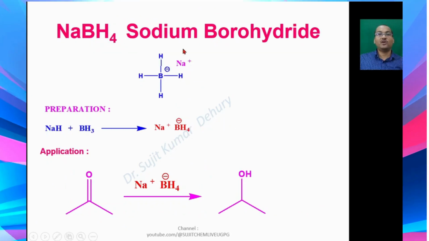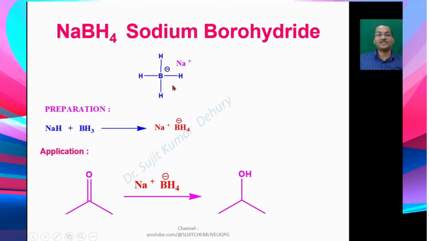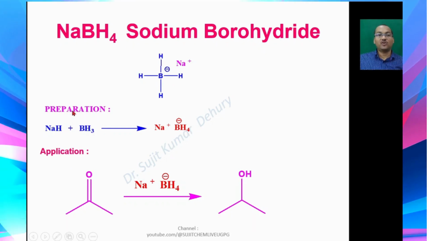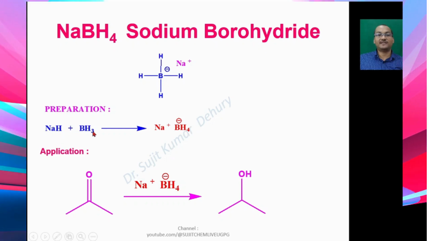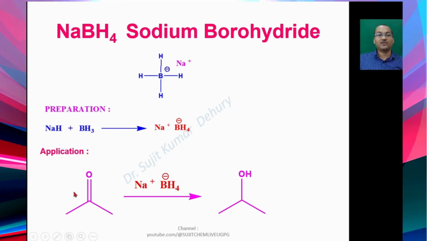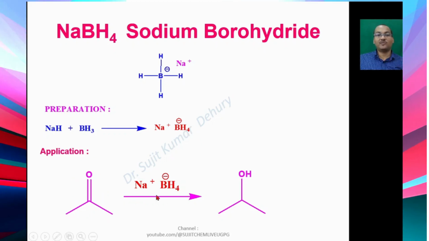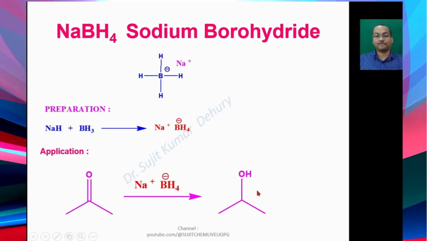The next is sodium borohydride. This is the structure of sodium borohydride, Na plus BH4 minus. So how to prepare this reagent? You have to start with sodium hydride plus BH3, so you will end up with Na plus BH4 minus. If you start with this carbonyl compound and react with sodium borohydride, you will end up with alcohol.